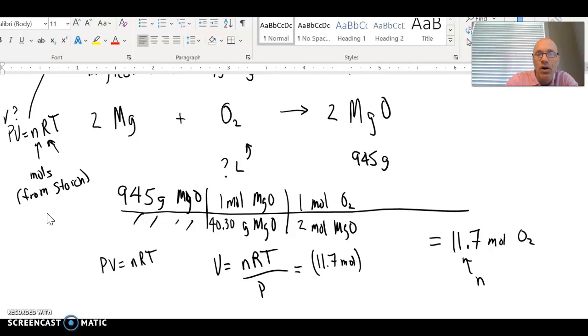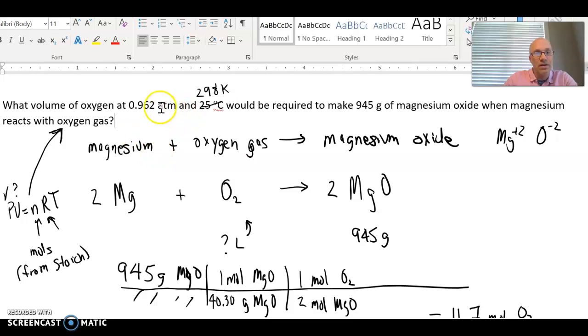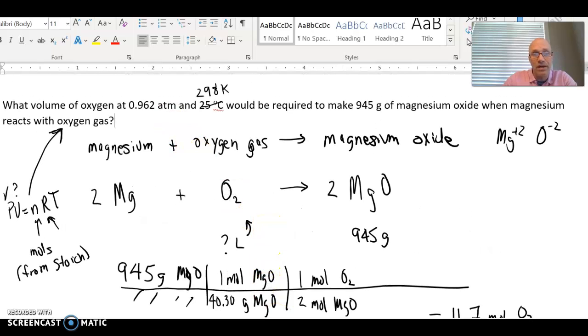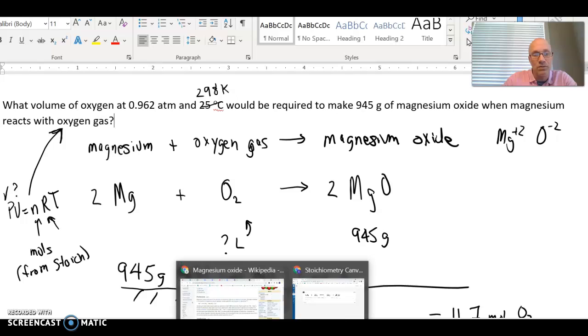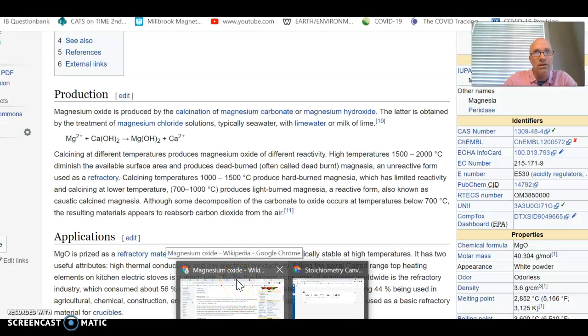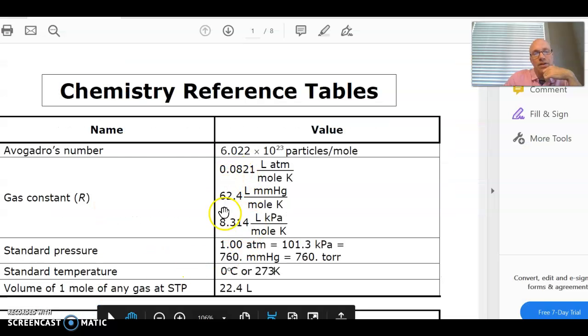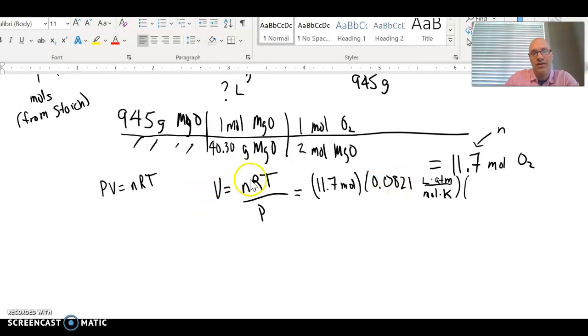Our R can be one of three values, and we can see here that the pressure is given in atmospheres. So I'm going to want to use the value that expresses it in atmospheres. That's going to be this particular version of it right here. So that is the R value.